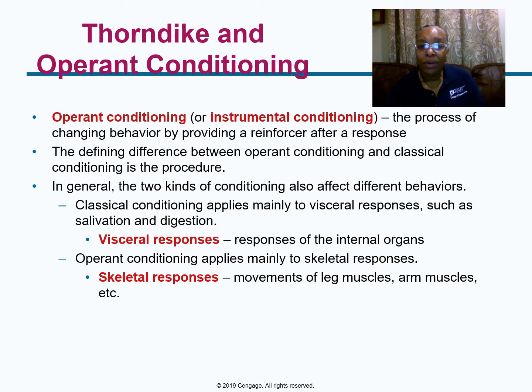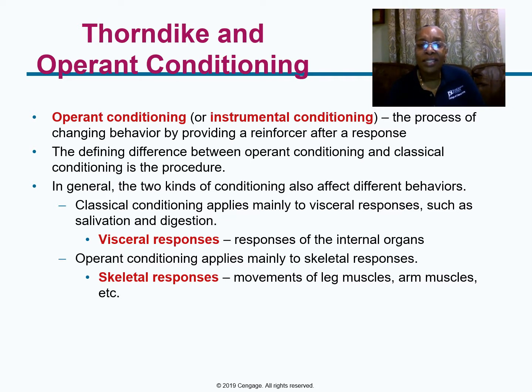Now, the kind of learning that Thorndike studied is what we call operant conditioning, because the subject operates on the environment to help produce an outcome. Or you can think of it as instrumental conditioning, because the subject's behavior is instrumental in producing that outcome. Operant or instrumental conditioning is the process of changing behavior by providing a reinforcer after a response.